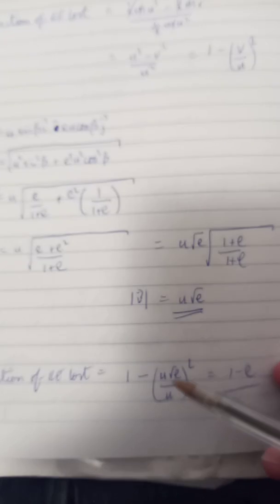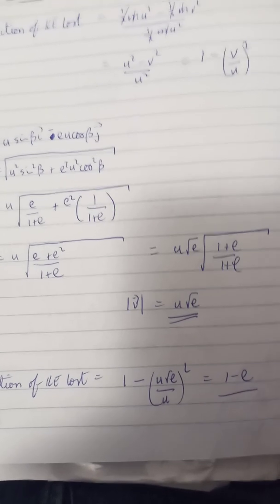Now we sub that in as the speed there. We know U is U, and we end up with 1 minus U root E all over U, all squared. That gives me what we're looking for.